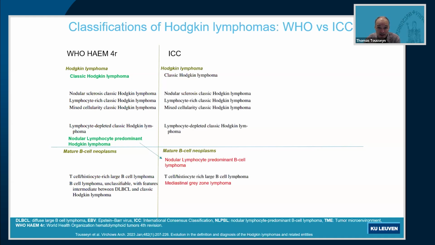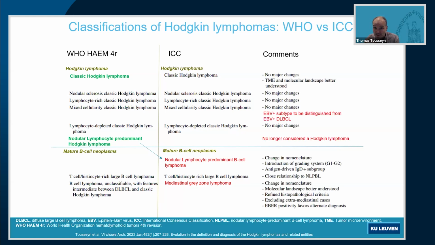And I just want to stress that in the ICC, this category has shifted from the Hodgkin category to the non-Hodgkin category and was renamed nodular lymphocyte-predominant B-cell lymphoma instead of nodular lymphocyte-predominant Hodgkin lymphoma, which is still used in the 5th edition of the WHO. So that's important to note. For the rest, in the classification of Hodgkin itself, not so much has changed. There has been some interest mainly in the role of EBV in Hodgkin lymphoma, which I will tackle a little bit. But the main point is that nodular LP is no longer a Hodgkin category.